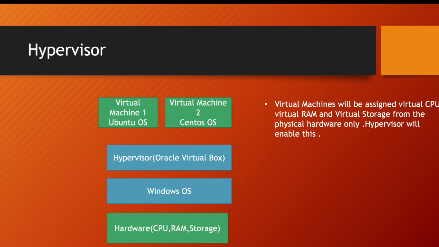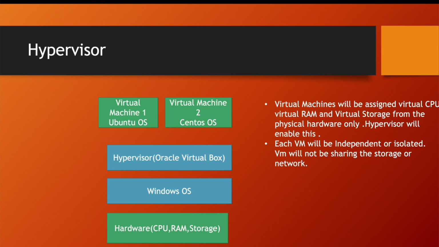The hypervisor will actually create the virtual CPU, virtual RAM, and virtual storage for each of the virtual machines. It will give only those resources that exist on the physical machine. So in short, you will have one physical machine and on top of that, you will have multiple virtual machines by sharing the resources of the physical machine using a technology like a hypervisor. Okay, for example, Oracle VirtualBox.